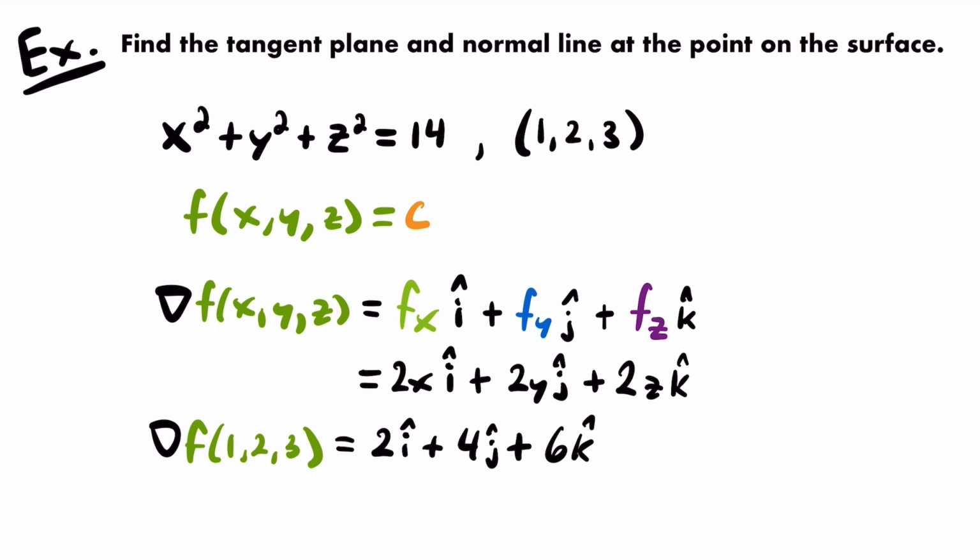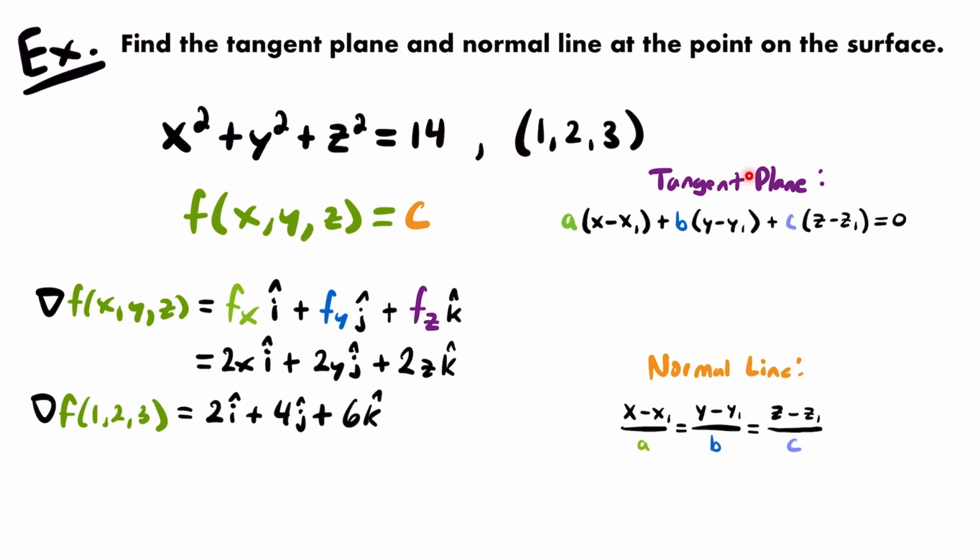So we have 6k. All right, so this is the specific normal vector to this level surface at this point. And now that we have that, we can very quickly find both the tangent plane and the normal line at this point on the surface. And so let's set those up. Let's start with the tangent plane.